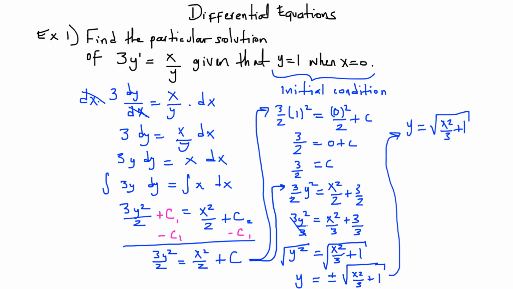If you keep in mind the initial conditions at all times, then you should be able to figure out things like this plus or minus. Always be on the lookout for a plus or minus if there's a square root involved, and make sure you consider the initial condition. So this is the answer. And what are we saying? We're saying that if this is y and you take its derivative and you multiply by 3, you should get x divided by y. And I'll show you how that works in a little while.